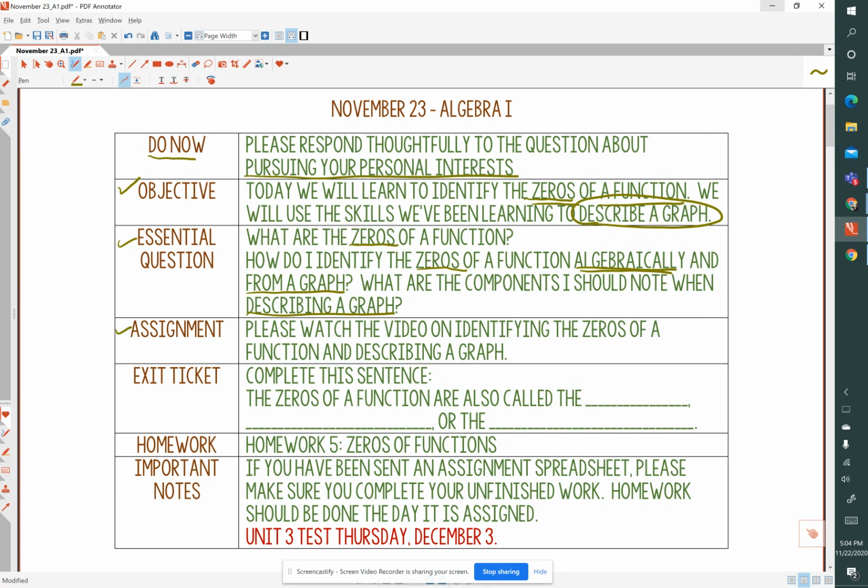Our assignment would be to watch the video on identifying the zeros of a graph and describing a graph. We have 3 pages today, but it's not very onerous. A lot of them are graphs, so they take up a lot of room. So let's just remind you that we have 3 pages today. For our exit ticket, I just want you to complete this sentence: the zeros of a function are also called the blank, blank, or blank. And for homework, we have homework 5, zeros of a function, and that is 1 page.